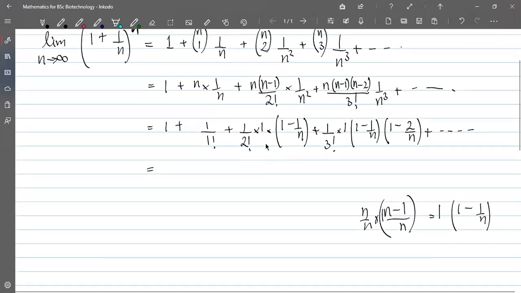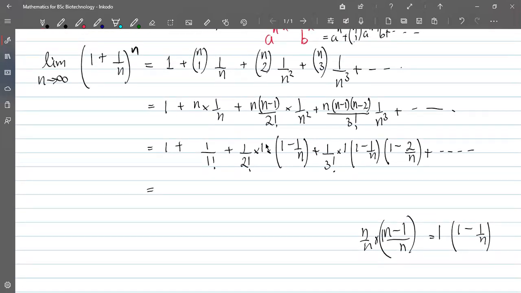Now, actually, we are going to evaluate. So this is without the limit. It's just the expansion. Is what divided by n?